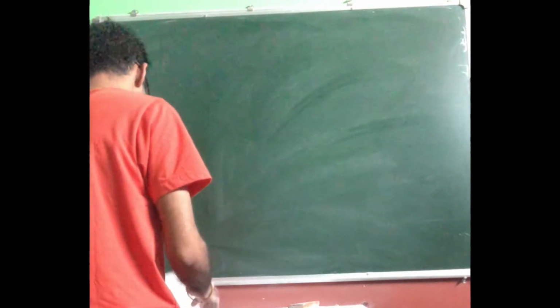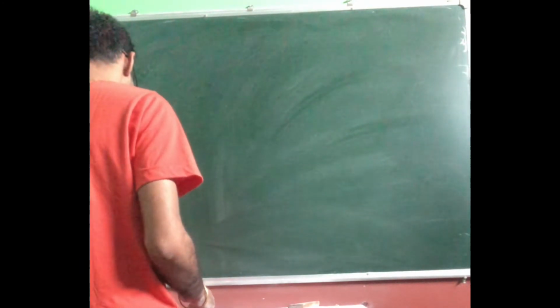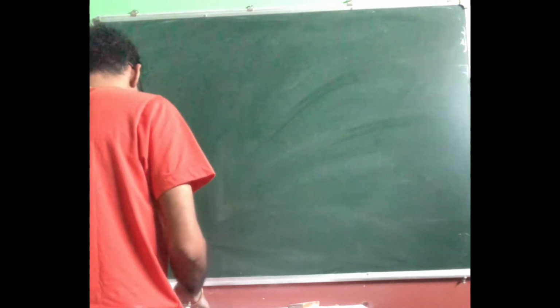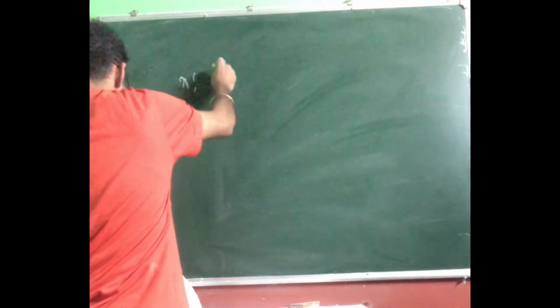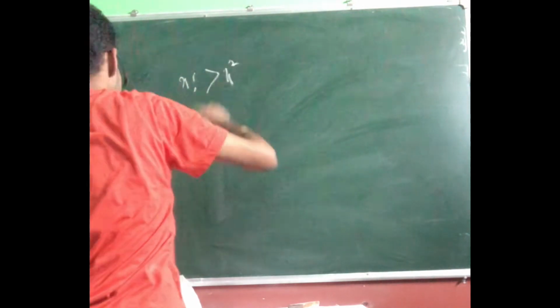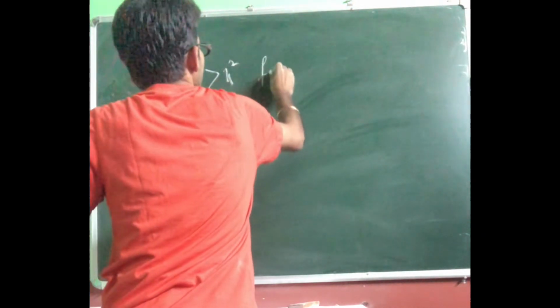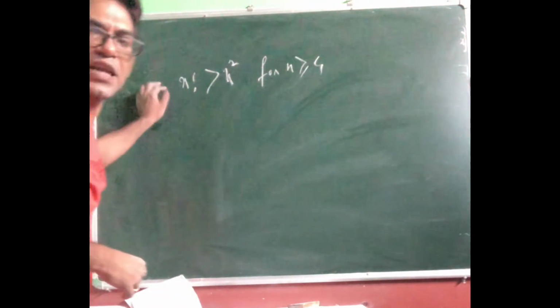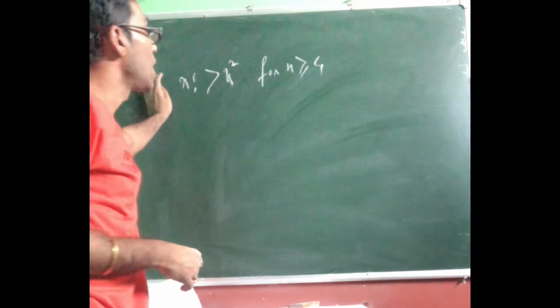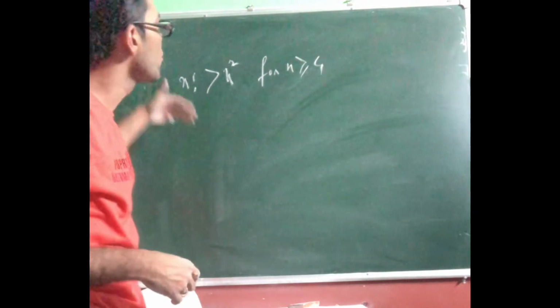Let's try now to look into this equation, or we try to solve: n factorial is greater than n square for n greater than or equal to 4. We need to prove this statement using induction. So how can we prove this statement?